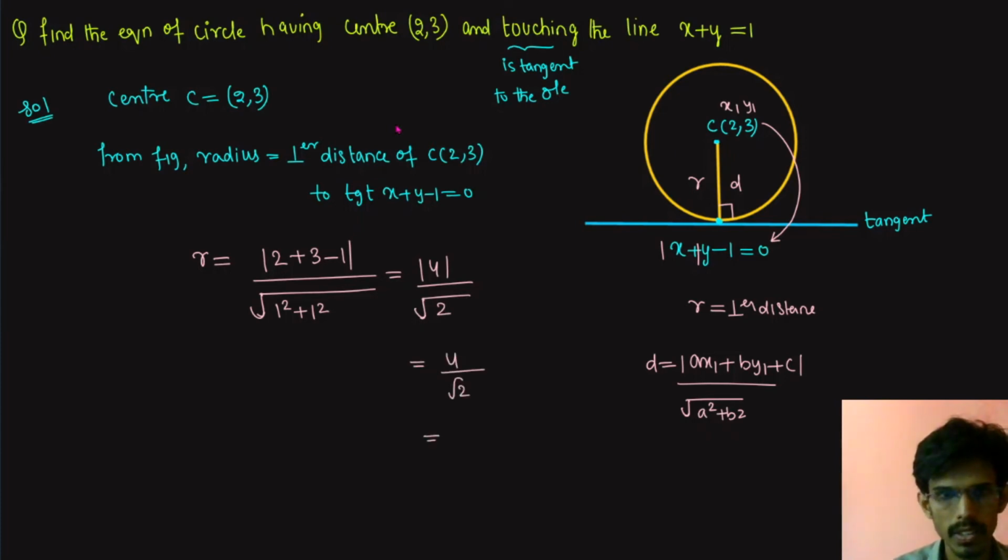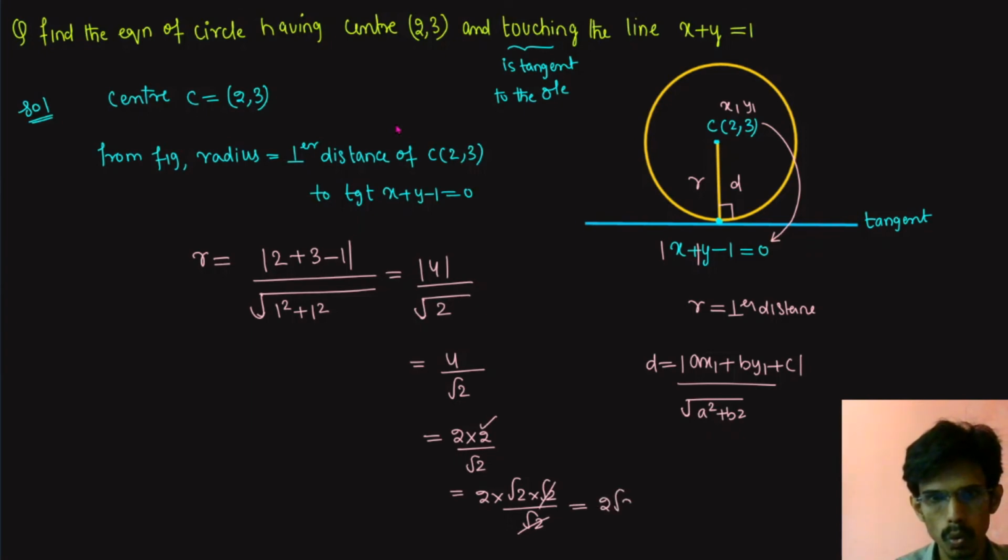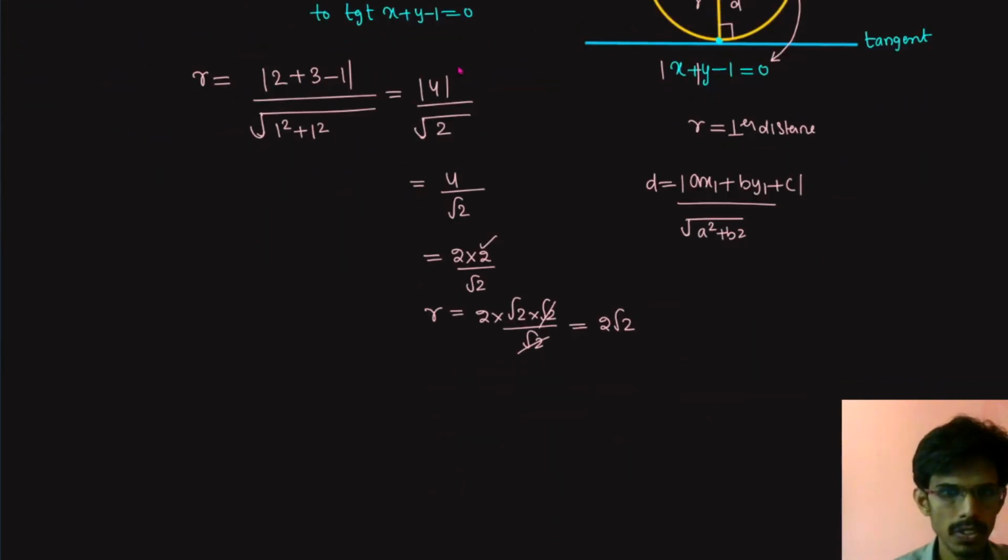Okay, this can also be written as, 4 can be written as 2 into 2 by root 2, and this 2 can also be written as root 2 into root 2, by root 2. So one root 2 will get cancelled. So I have 2 root 2. 2 root 2 is the radius of this circle. Now we have center and radius. I can use the equation of circle in center and radius form.